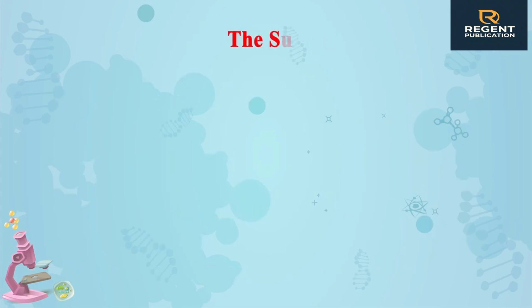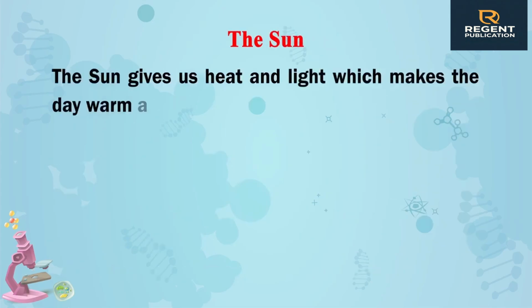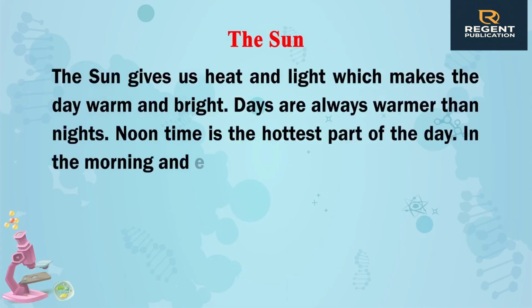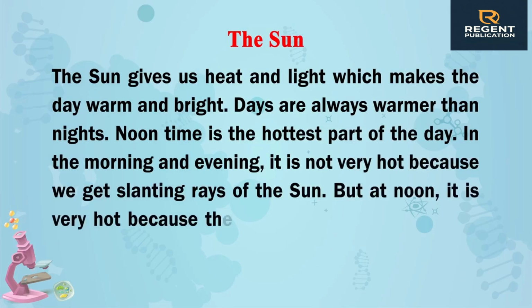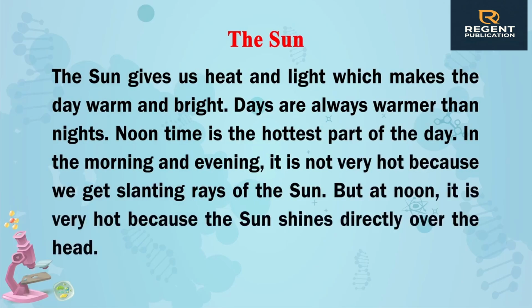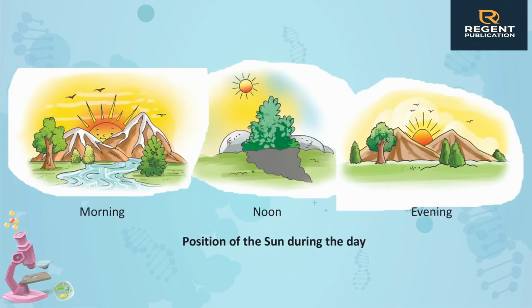The sun. The sun gives us heat and light, which makes the day warm and bright. Days are always warmer than nights. Noontime is the hottest part of the day. In the morning and evening, it is not very hot because we get slanting rays of the sun, but at noon, it is very hot because the sun shines directly over the head. Position of the sun during the day.